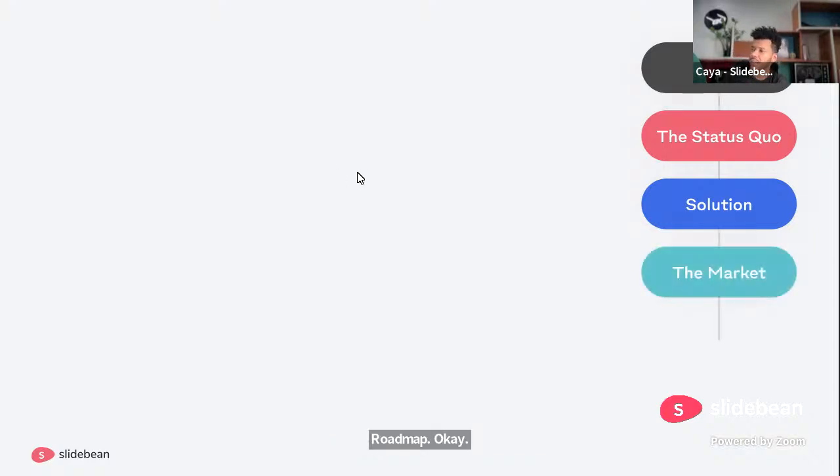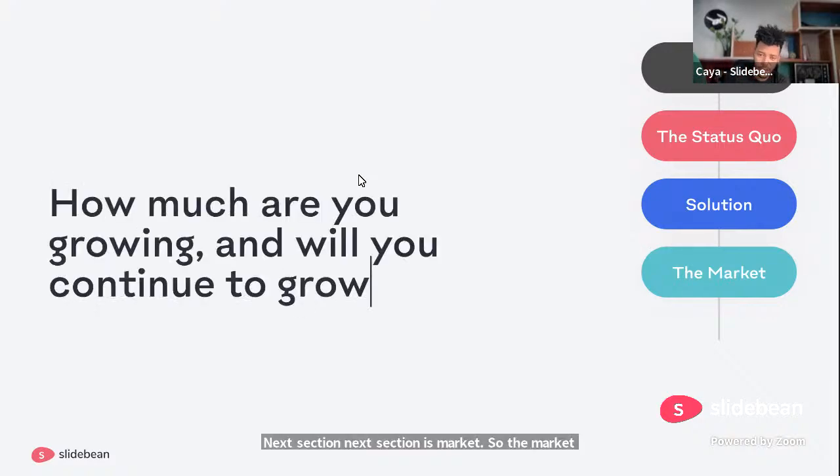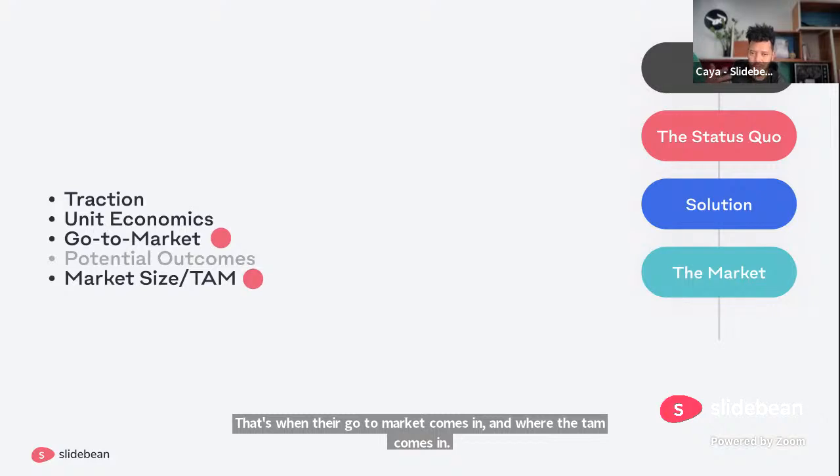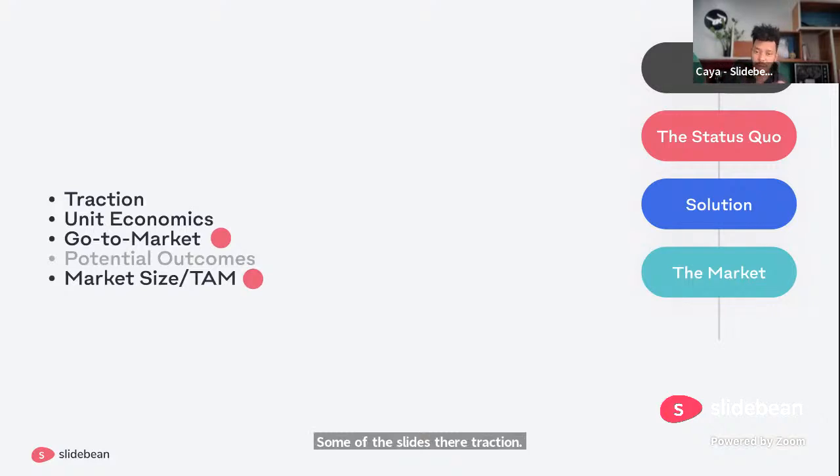Next section is market. So the market section should answer one simple question, which is, how much are you going to grow, and how much are you going to continue to grow after this, right? So that's where the market comes in. That's where the go-to-market comes in, and where the TAM comes in. Some of the slides there, traction. Again, if you haven't talked about traction before, or even if you did a traction teaser before, this is a good opportunity to revisit the traction, talk about it again.